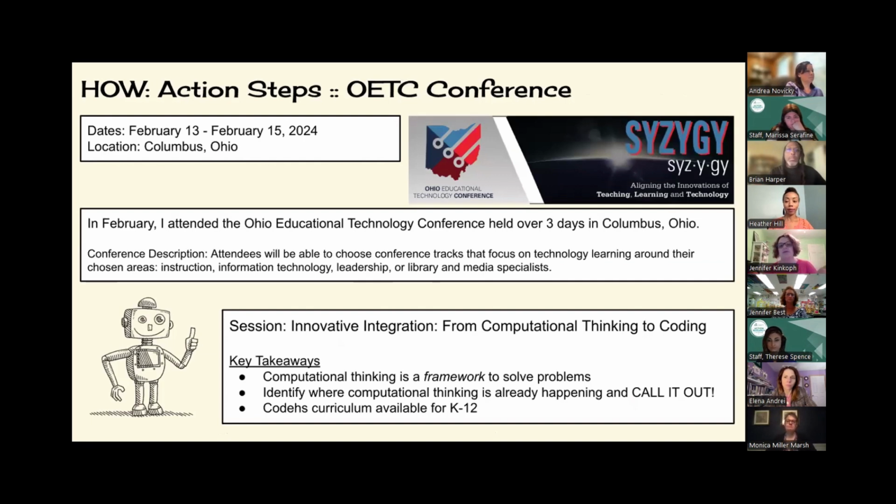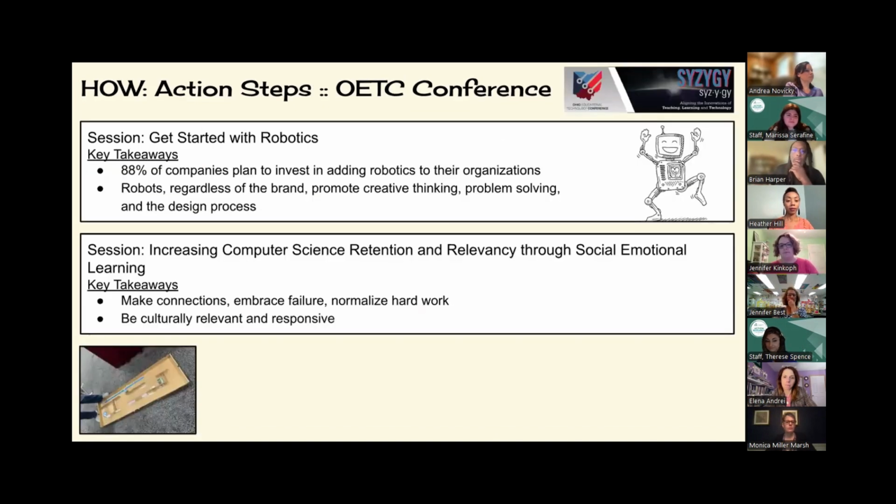I had the opportunity to attend Ohio's technology conference. And while there were a ton of different options of things to go learn about, I tried to focus on the ones about computer science and computational thinking, so that I could identify resources to use and other ways to incorporate computer science into my teaching.